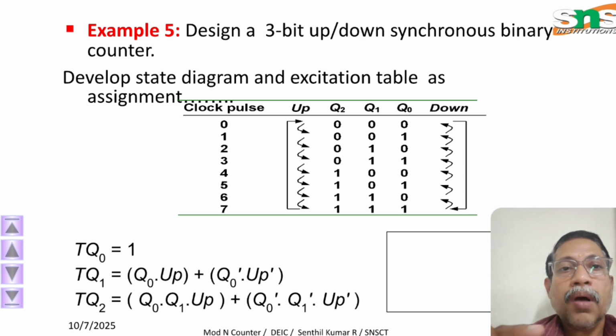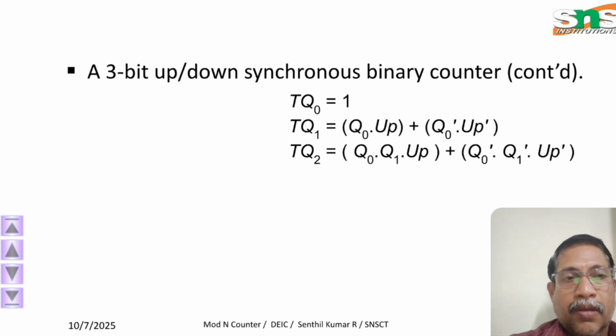And for the third flip flop, TQ2 is equal to Q0 into Q1 into up plus Q0 bar into Q1 bar into up bar. As per the minimized expressions from the excitation table, we can easily draw the circuit. See, the expressions are written as TQ0, TQ1 and TQ2. Q0 is the MSB flip flop and Q2 is the least significant bit, LSB flip flop.